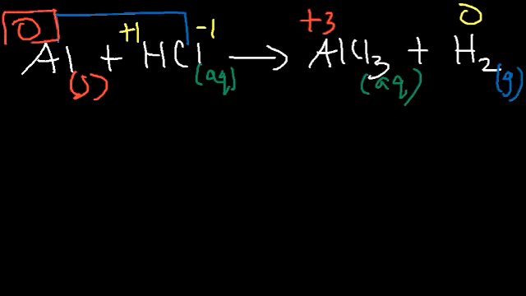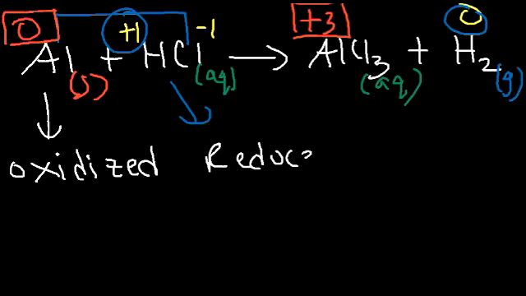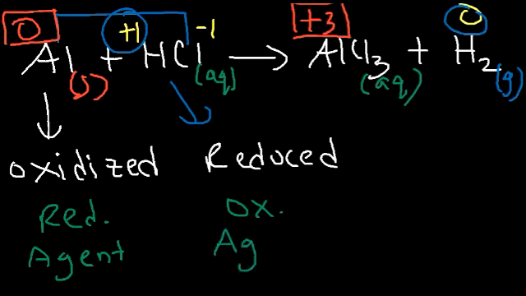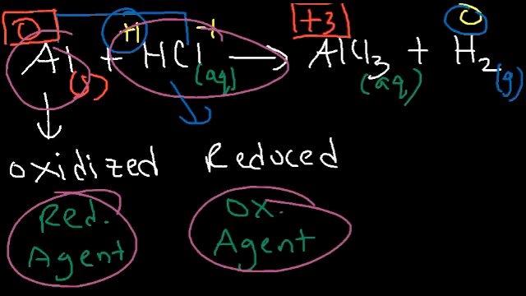So aluminum goes from 0 to 3. So the oxidation state goes up. So aluminum was oxidized. Now hydrogen in HCl, it went down, or it was reduced from 1 to 0. So HCl was reduced. Since aluminum was oxidized, aluminum is also known as the reducing agent. Hydrogen was reduced, so it's called the oxidizing agent. So as we can see here, most active metals are reducing agents, and nonmetals are usually oxidizing agents.